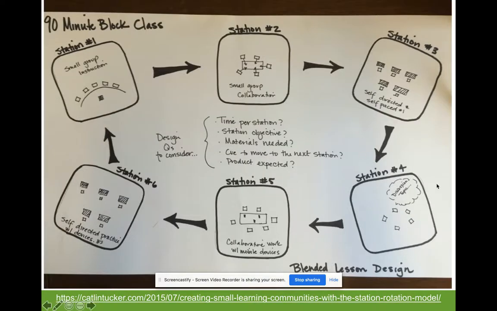And then here's just another example of something you can do, but I want to draw your attention to the questions in the middle here. Things to think about before you do stations: how much time are you going to spend per station? What do you want students to accomplish, and make sure that they produce something, whether that's something you can check online or something tangible in that small group or large group setting. What materials are needed at each station? What's your cue to move students to the next station? Is it music? Is it the light switch? And then what do you expect to be produced? Not just the objective, but what will be produced.